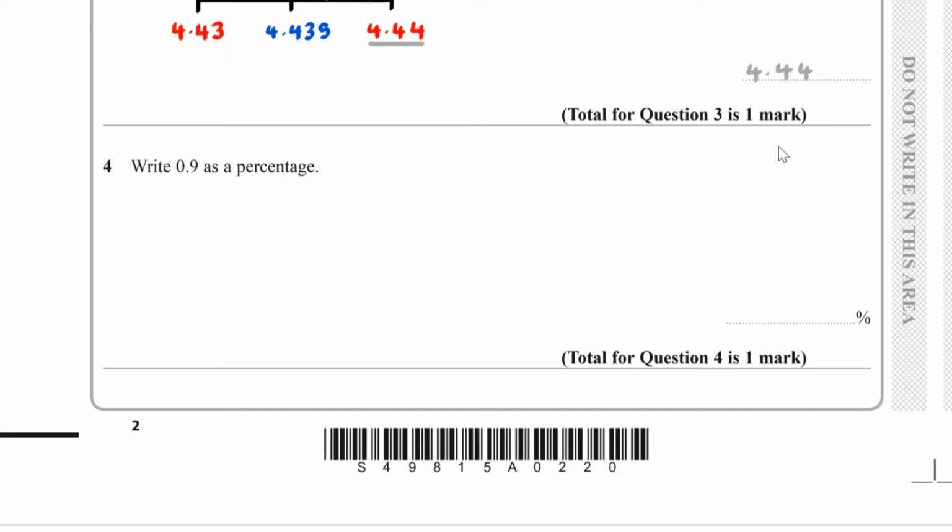Question number 4, we have to write 0.9 as a percentage. Well, 0.9 as a fraction, because we've got 1 digit after the decimal point, our fraction will be out of 10. So here we've got 9 out of 10. And so, to convert to a percentage, we need our fraction to be out of 100. 10 times by 10 is 100, so 9 times by 10 is 90. We've got 90 out of 100, which is the same as 90%.